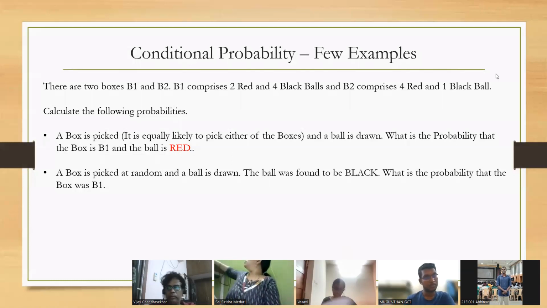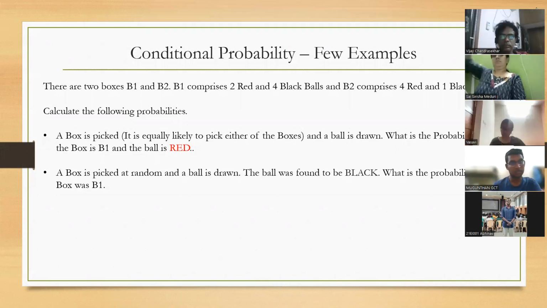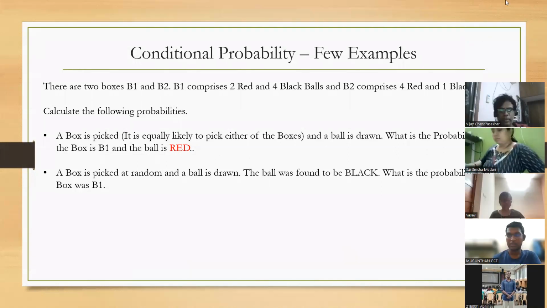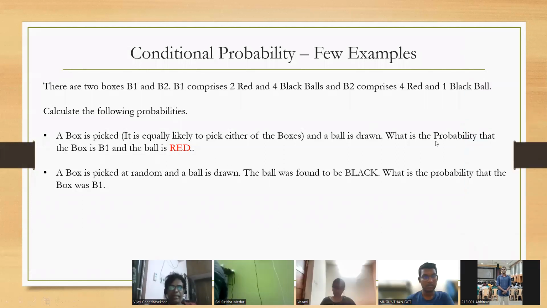Okay, now let's look at this problem. There are two problems here, but let's start with the first one. So there are two boxes, B1 and B2. B1 comprises 2 red balls and 4 black balls, and B2 comprises 4 red and 1 black ball. Okay.